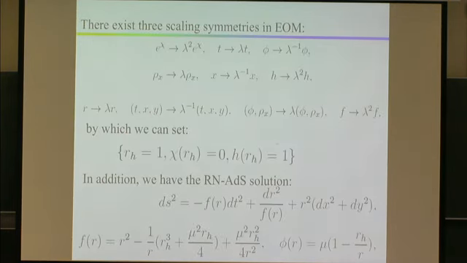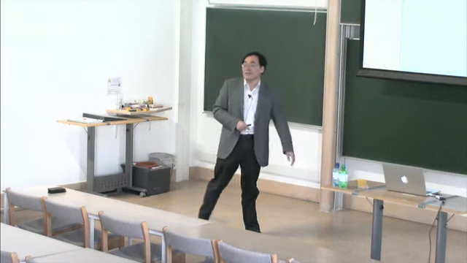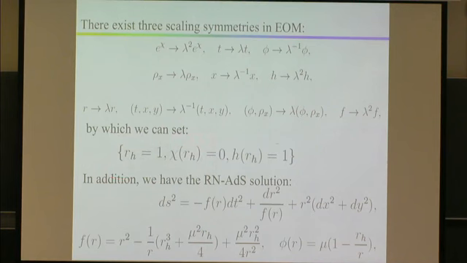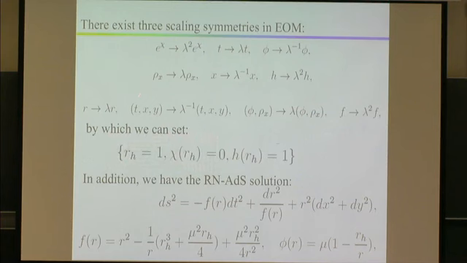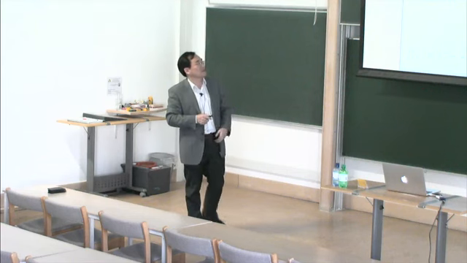Please notice there exist 3 scaling symmetries in the equations of motion. Taking this one, we could set the horizon equal to 1, chi equal to 0, and H equal to 1. This is the 3 scaling symmetry. Then after numerically solving the equations of motion, we could use such scaling symmetry to make the solution have the correct asymptotic behavior at the AdS boundary.